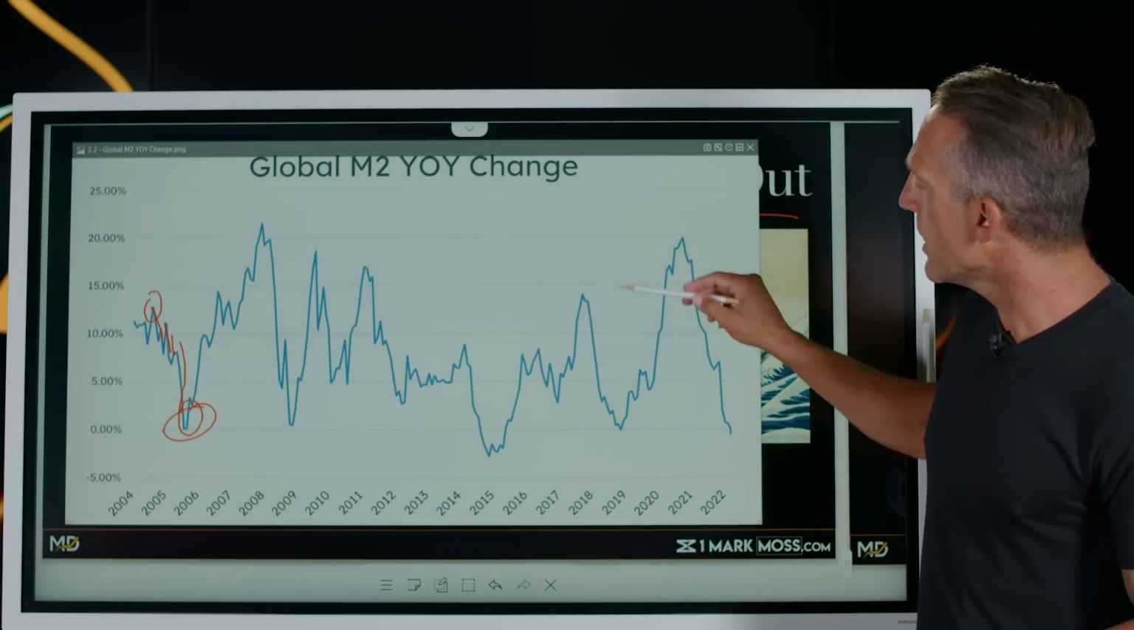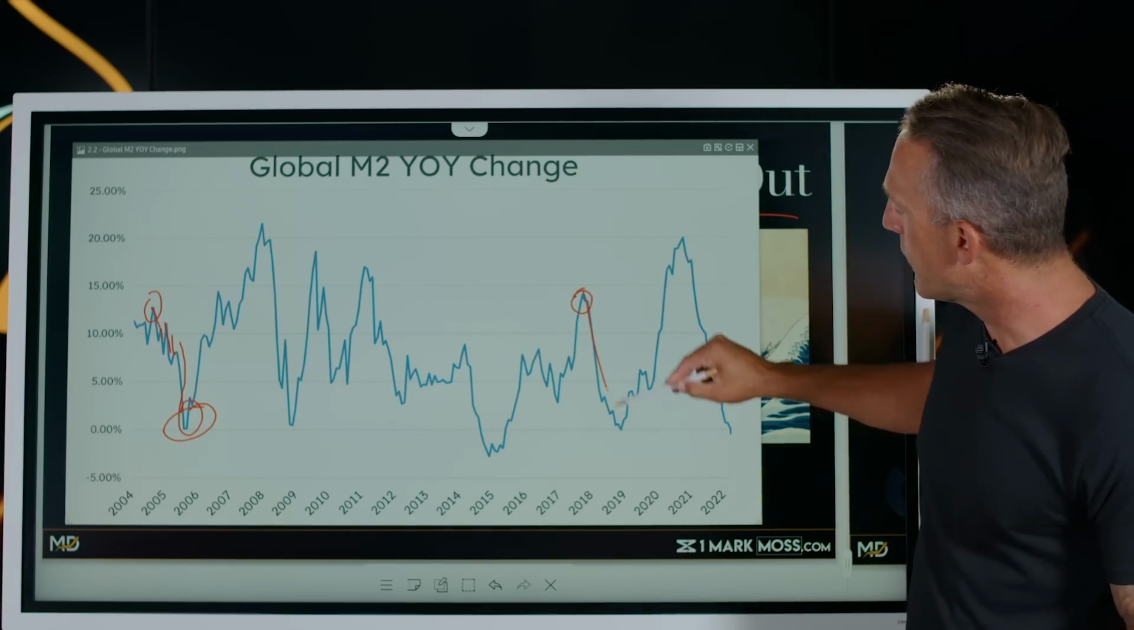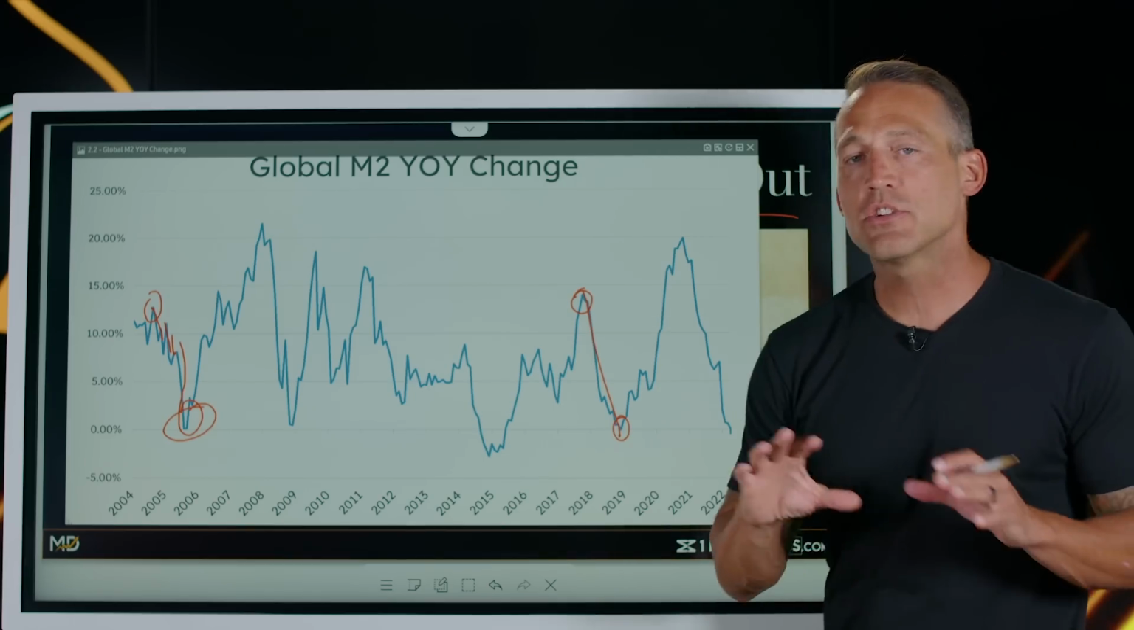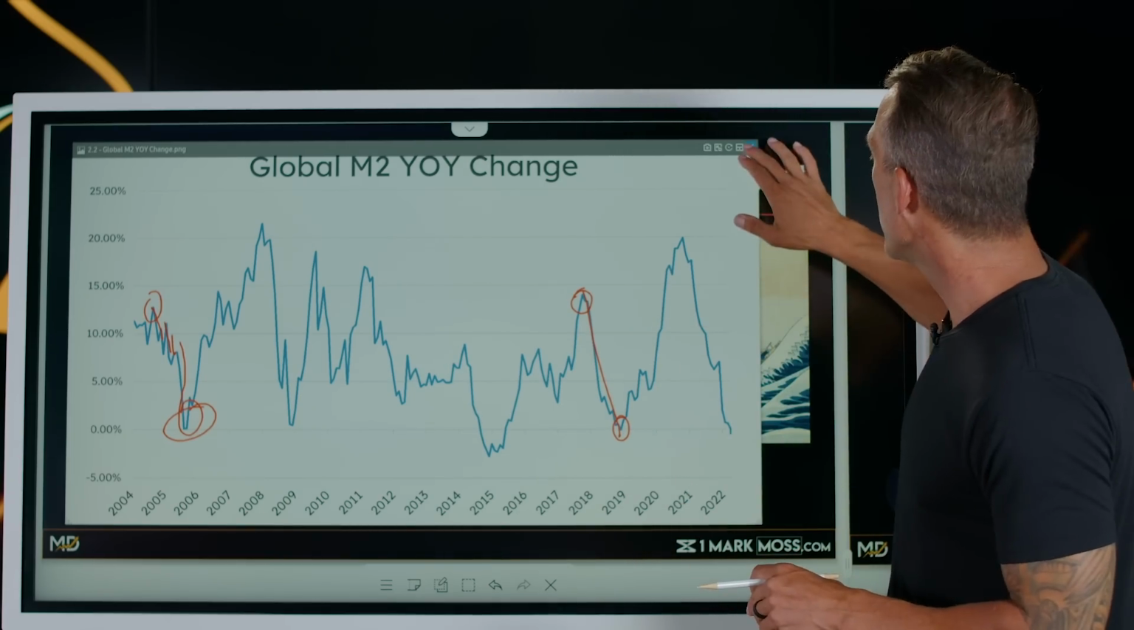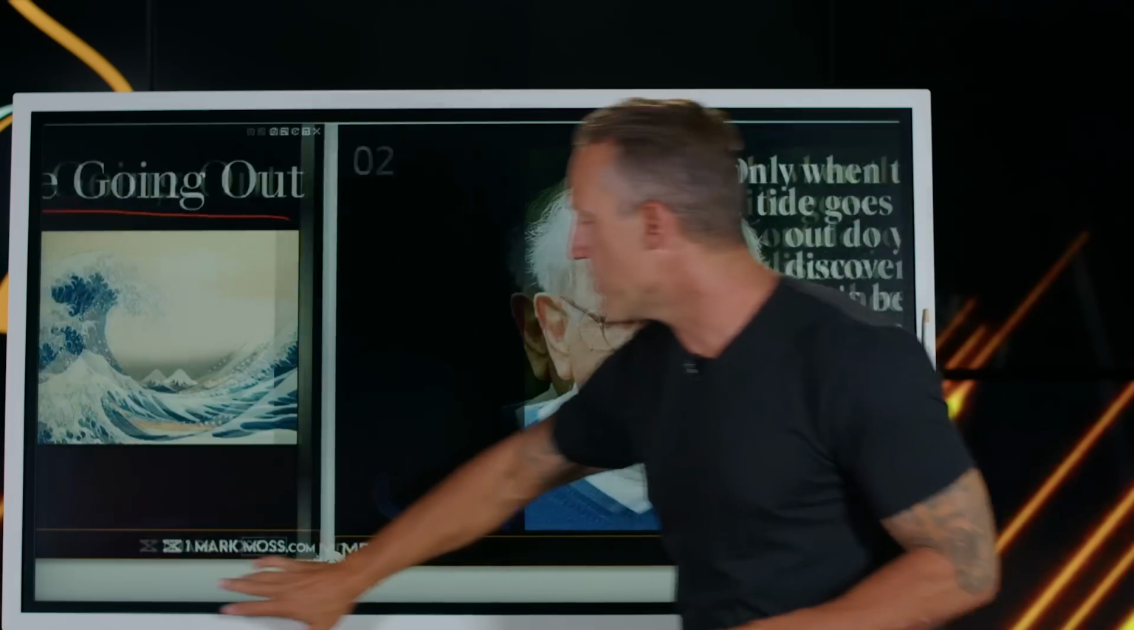We can also see that it started happening here before we had this first crash. So it starts to tell us the direction that things are going. It's important to watch it from that perspective.